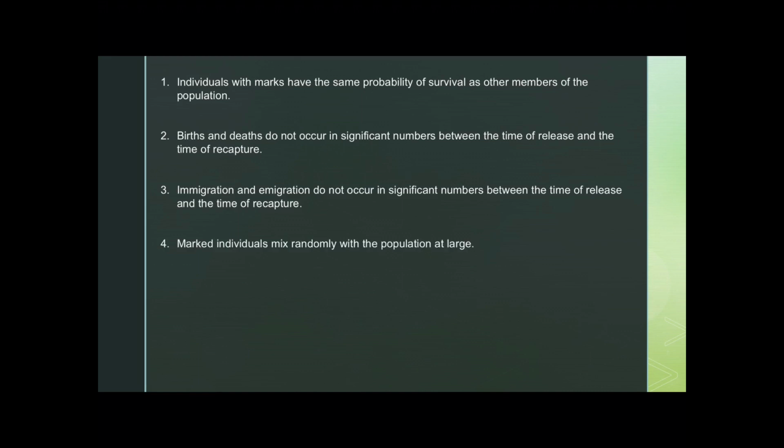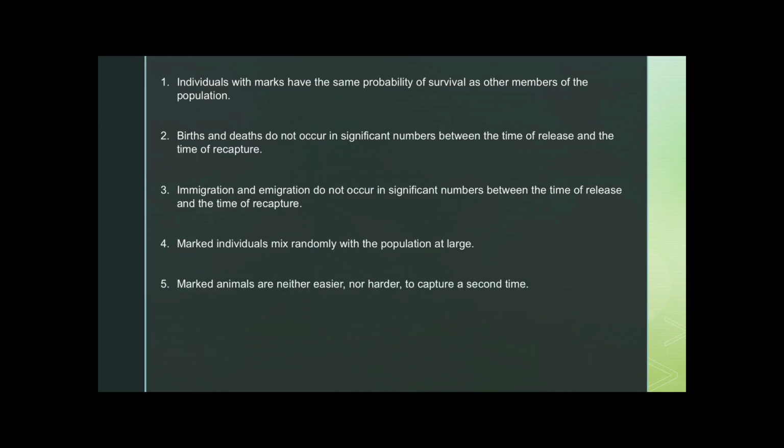Number 4 says that our marked individuals must be able to mix randomly with the population at large. If the marked individuals do not get an opportunity to move among the unmarked individuals, then when we recapture them near the place where we released them, the recaptured individuals are going to be overrepresented in our second sample. This is going to drive down our population estimate.